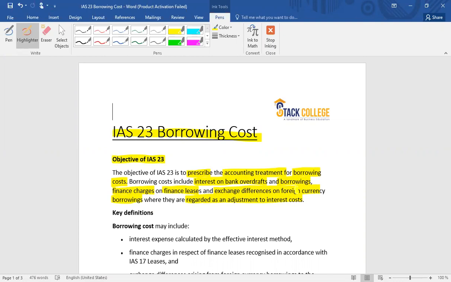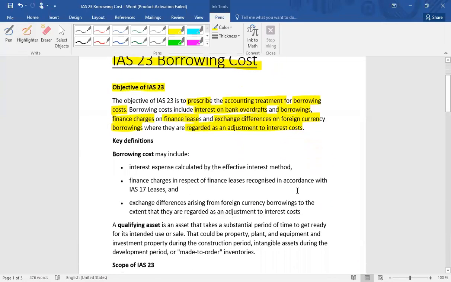Now, this standard talks about what would be the accounting treatment of borrowing cost, whether the borrowing cost is to be charged in profit and loss account as an expense, or it would be capitalized as an asset, or in the cost of an asset. So let's discuss first of all a few definitions. The borrowing cost definition.